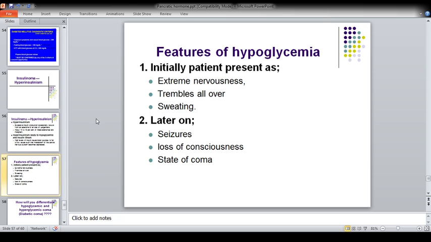So the features that can be seen in hypoglycemia, that is decreased blood glucose level, are initially the patient would be extremely nervous, would be trembling, and sweating is seen. Later on, if we do not replenish the glucose stores, what would happen? The patient may undergo seizures. There can be loss of consciousness, or the patient may undergo a state of coma. So these are severe complications which may cause death in a patient.